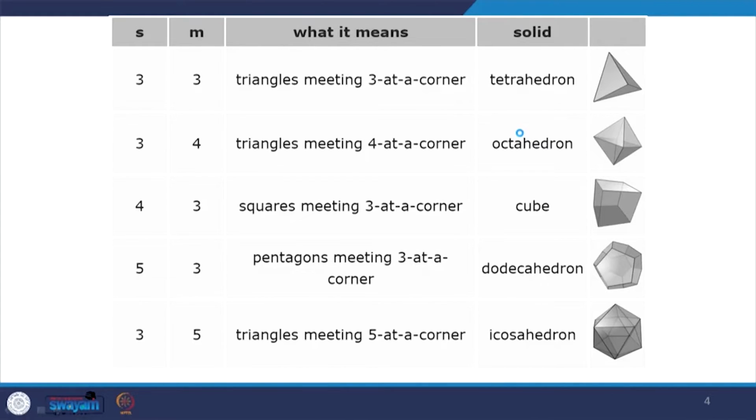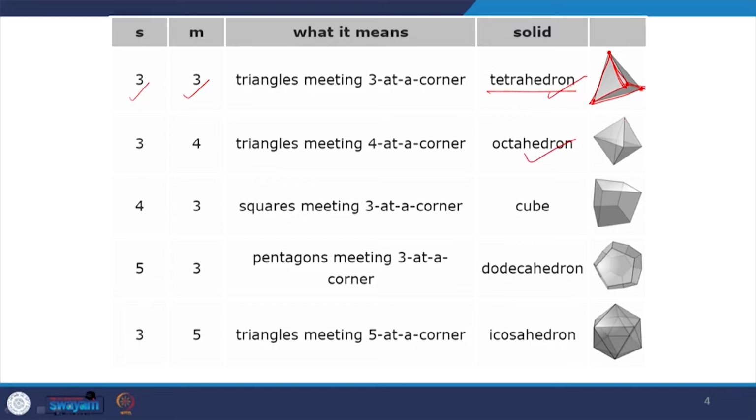So the first one is a tetrahedron. What is a tetrahedron? At each point, we have 3 triangles coming together. So here also we have 3 triangles, here also we have 3 triangles, triangular surfaces. So for each surface we have 3 sides, and the number of faces meeting at a point is also 3. So that is a tetrahedron.